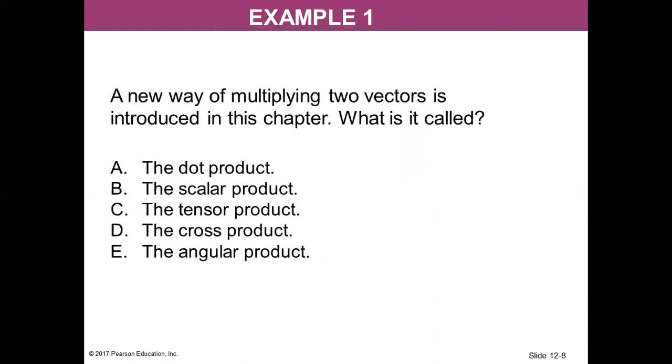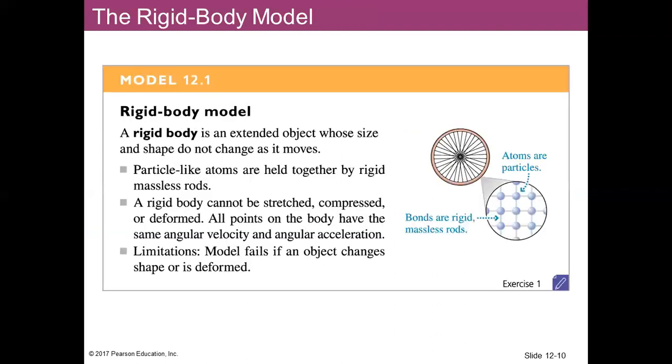Let's consider this example here. A new way of multiplying two vectors is introduced in this chapter. What is it called? Is it a dot product? Is it a scalar product, tensor product, cross product, or the angular product? And of course, it is a cross product. So you'll see more about it later on.